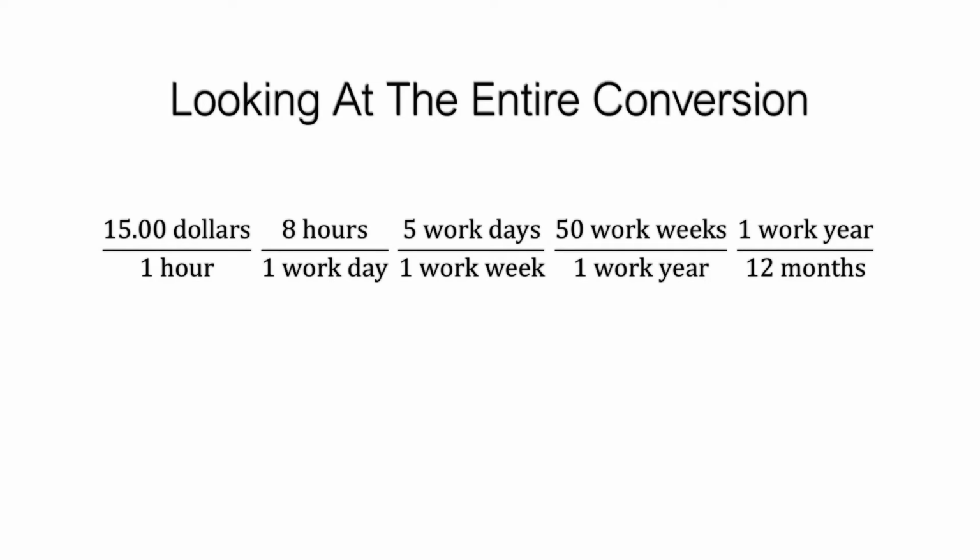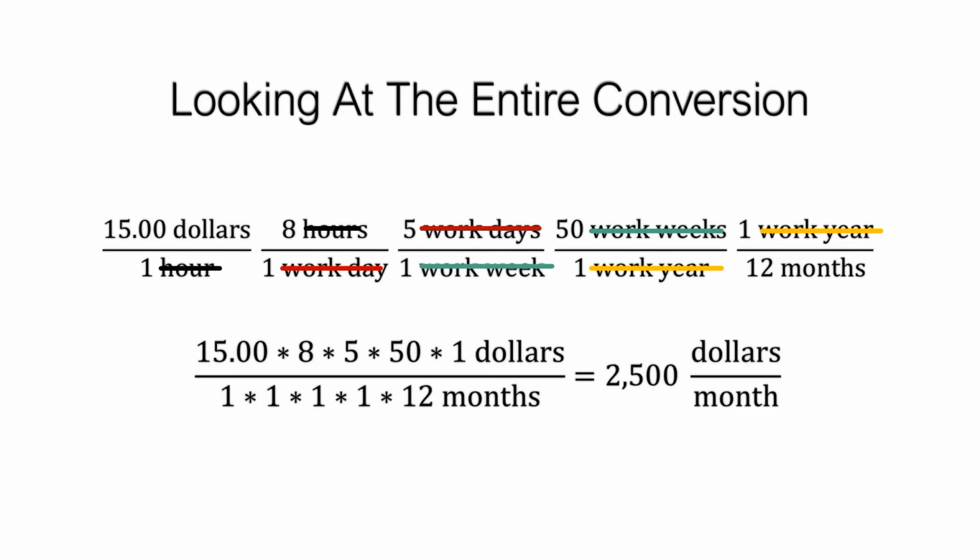And finally, we'll do the math for the entire set of conversions. $15 over 1 hour, 8 hours over 1 work day, 5 work days over 1 work week, 50 weeks over 1 work year, and 1 work year over 12 months. We will cancel our units. And we are left with 15 times 8 times 5 times 50 times $1 over 1 times 1 times 1 times 1 times 12 months equals $2,500 per month.